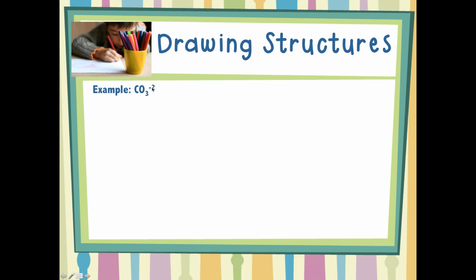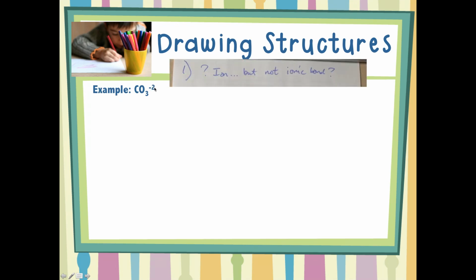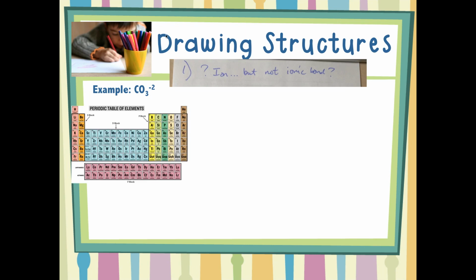CO3, but then there's this -2 here. So when I look at it, well, I know that that -2 means it's an ion, but C and O are not ionic bonds because they're too close to each other. Neither element is strong enough to pull an electron away. So that means that even though this looks different, I'm going to start it the same way I've done all the others. Start by looking at the number of valence electrons.